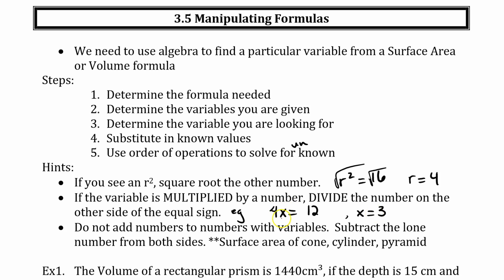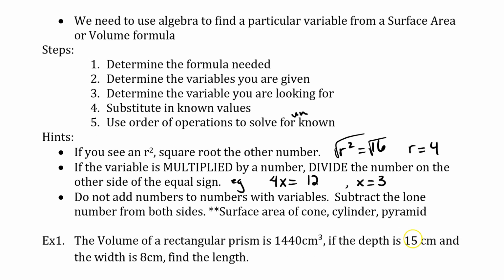Now, the numbers aren't going to be as nice as in the examples that I gave you. You could say, oh yeah, 4 times what number is 12? That number is 3. But the numbers that you're going to be given in the questions are a little bit more difficult, so you have to know the algebraic steps. Don't add the numbers to numbers with variables. Subtract the lone number from both sides.